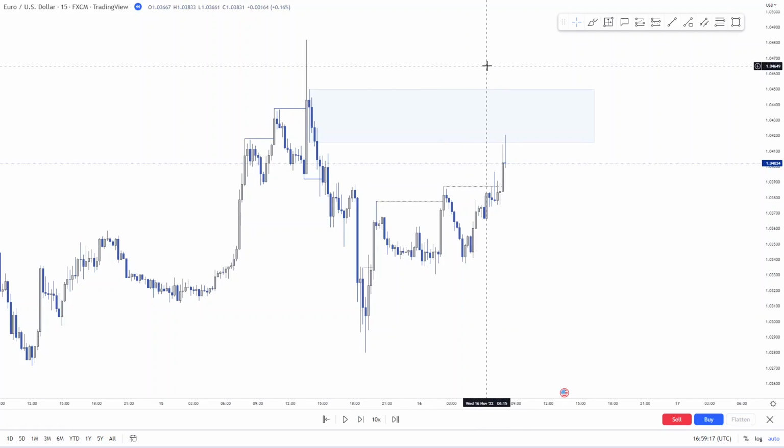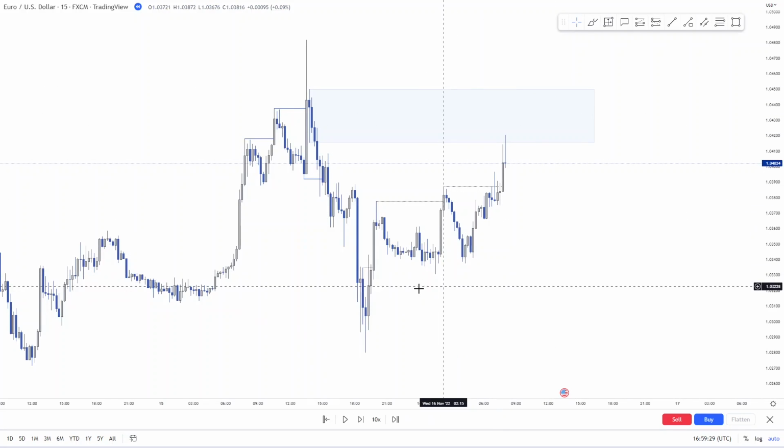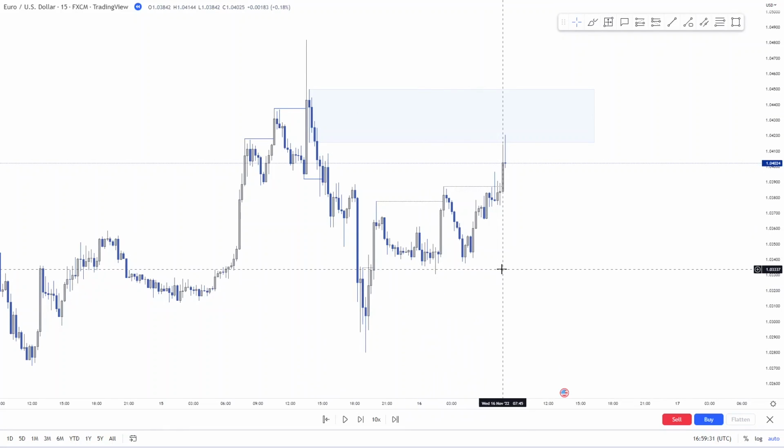So as I said, price is now tapped into our zone. This is when we can start looking for shorts possibly. If you want to be really aggressive, you can just look for a risk entry, place your order here, stop loss above. But it's not something I would necessarily recommend.